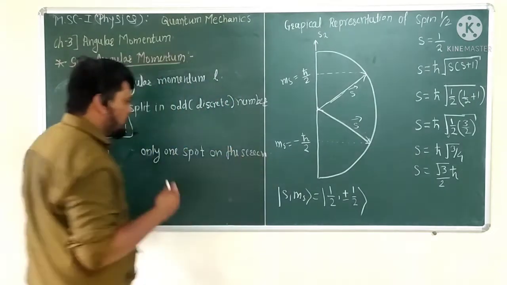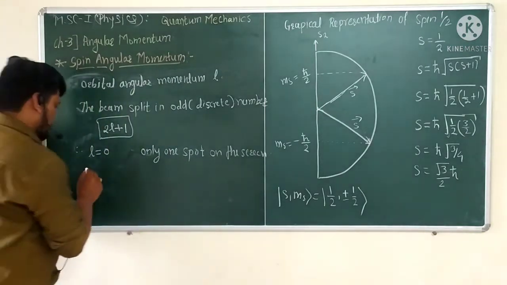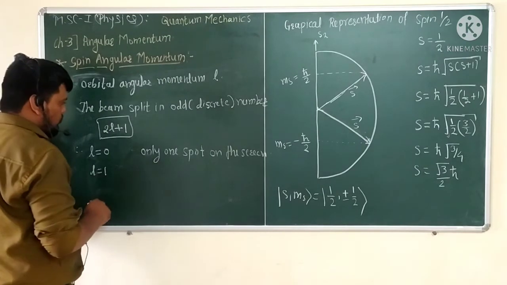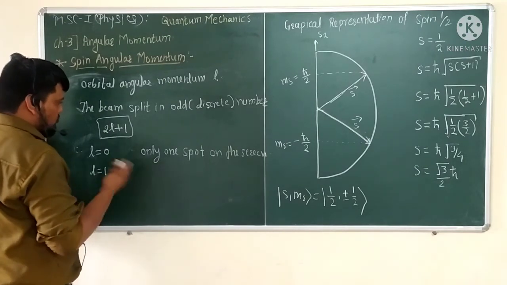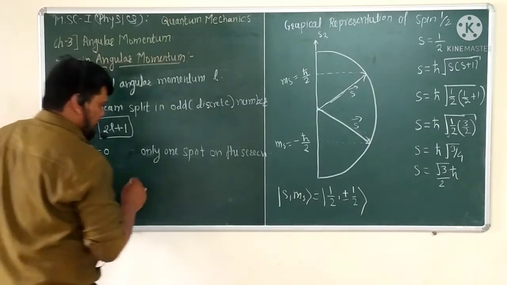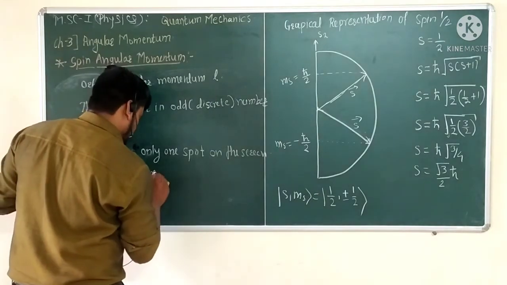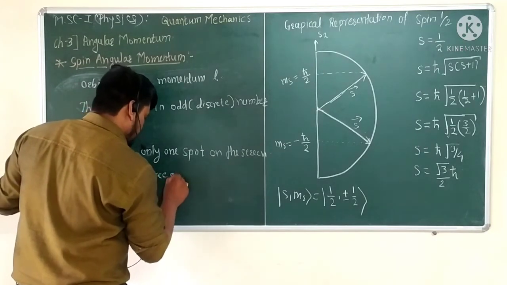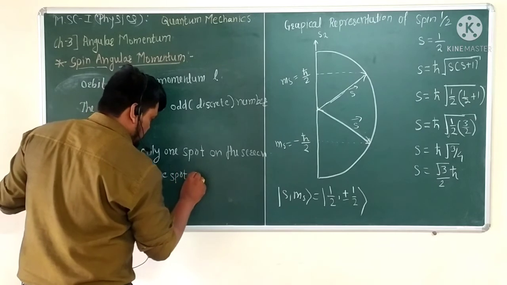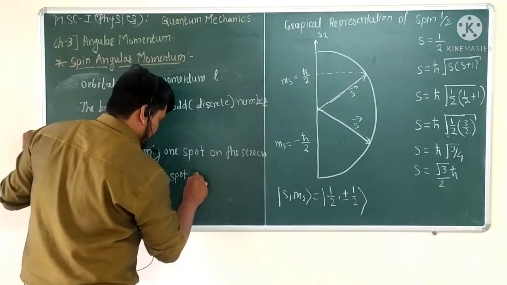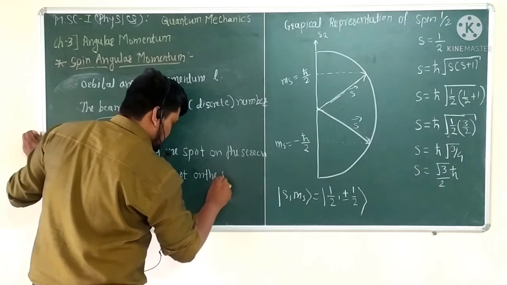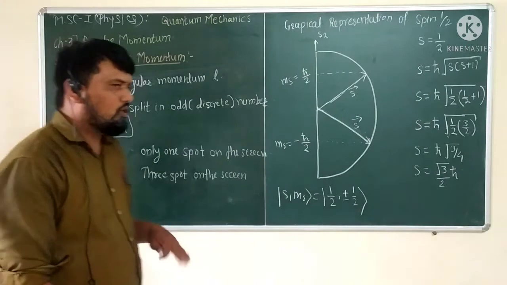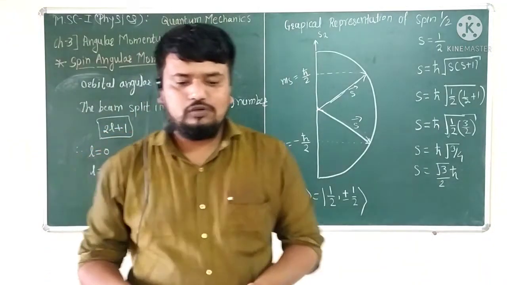Okay, if we consider, for example, l is equal to what? 1. L is equal to 1. So what is this number? That is 2 into 1 plus 1, so that is 3 spots on the screen. Okay, and so on. L is equal to 2 is nothing but 5 spots. L is equal to 3 is nothing but 7 spots.